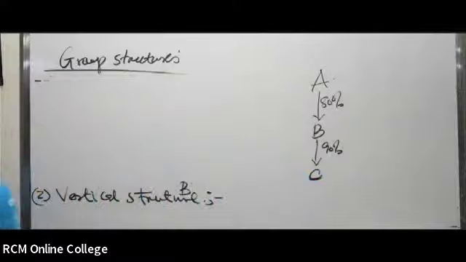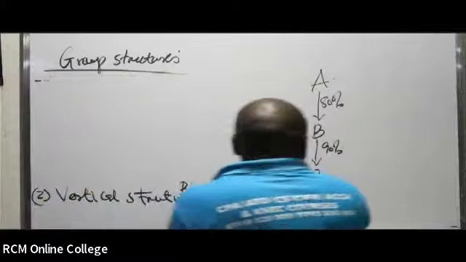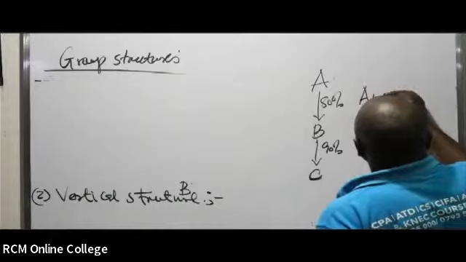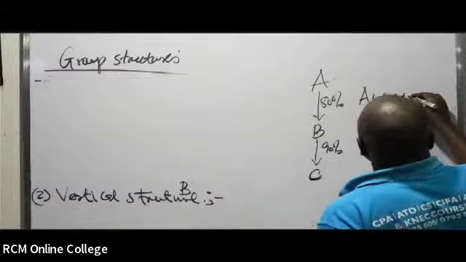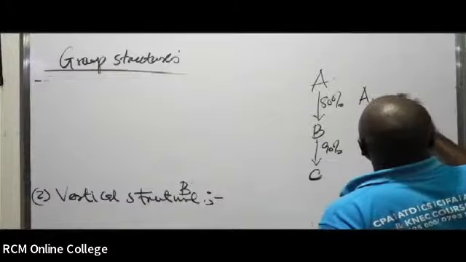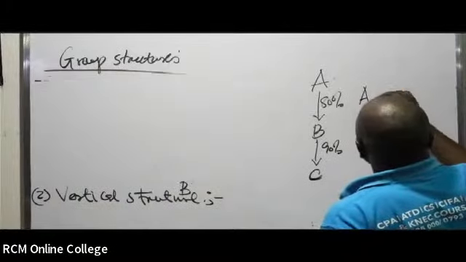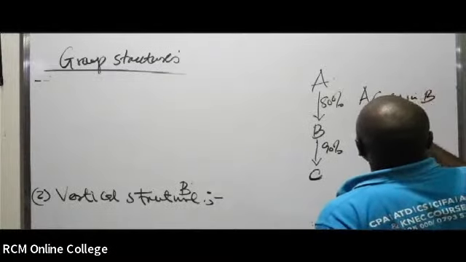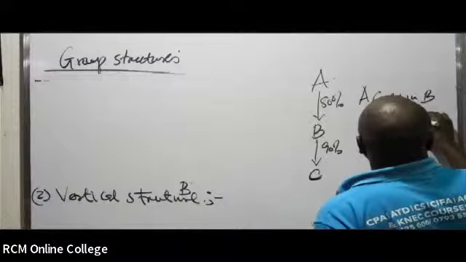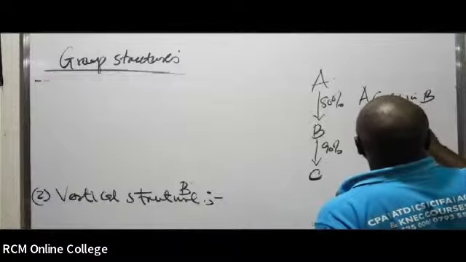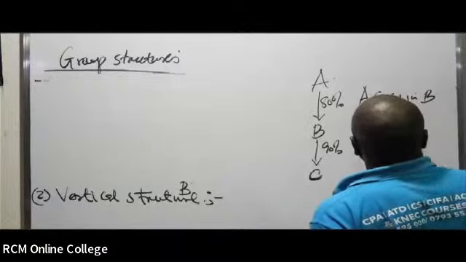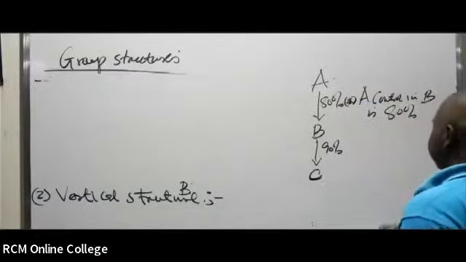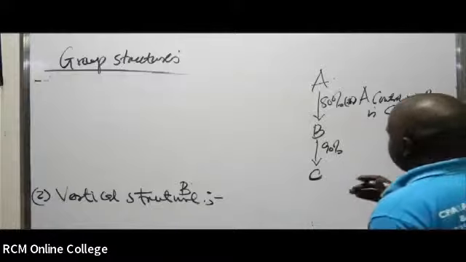So what you likely end up realizing is that, as interest, or other than saying interest, you can say A's control in B is actually 80%. So this is the first thing you should write there, just besides the structure.